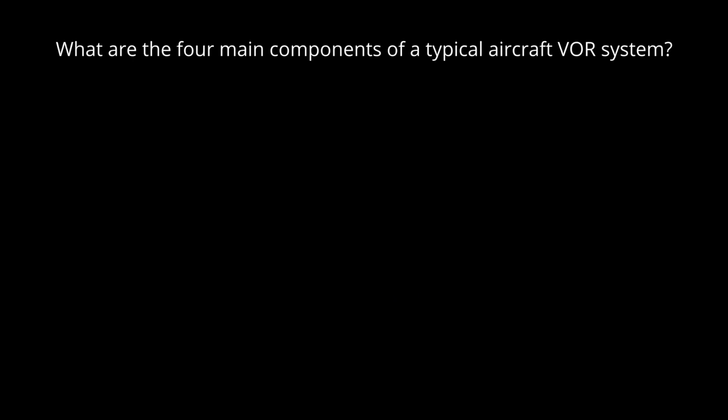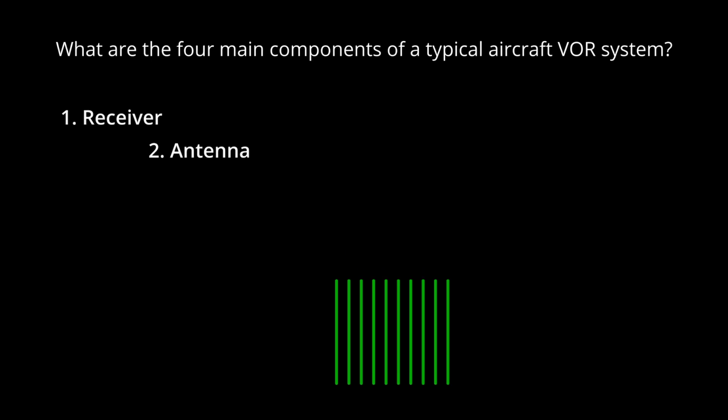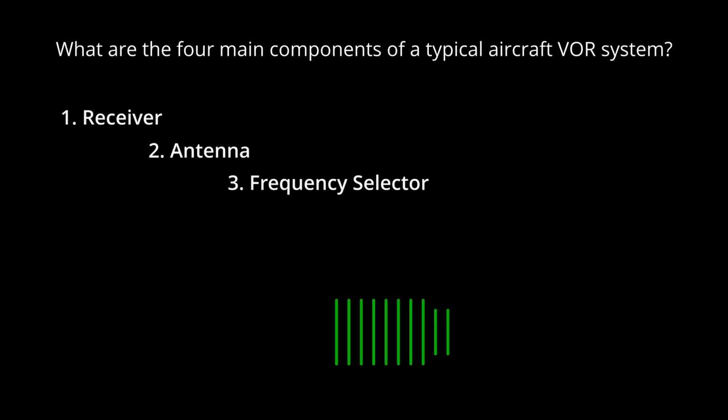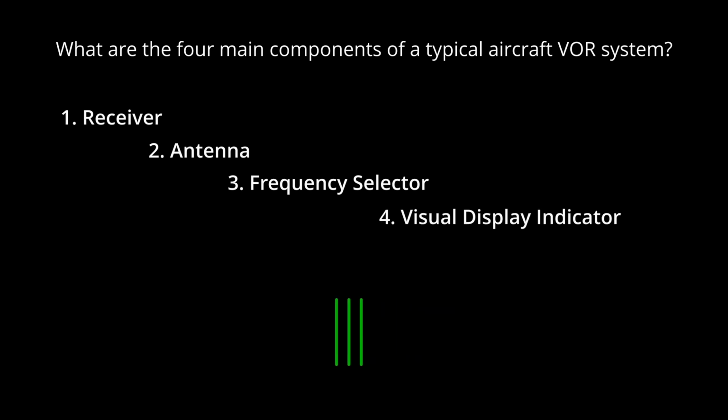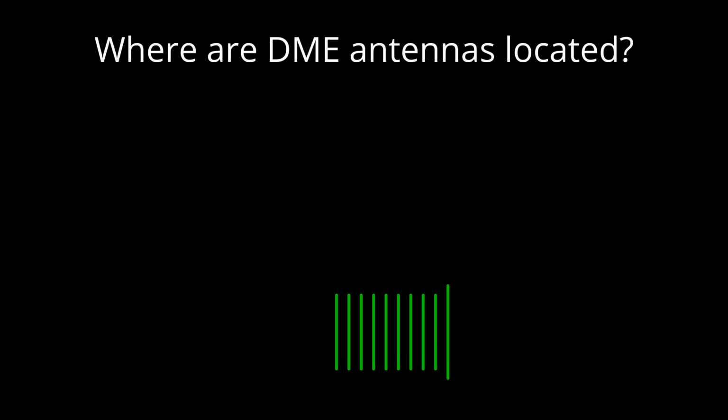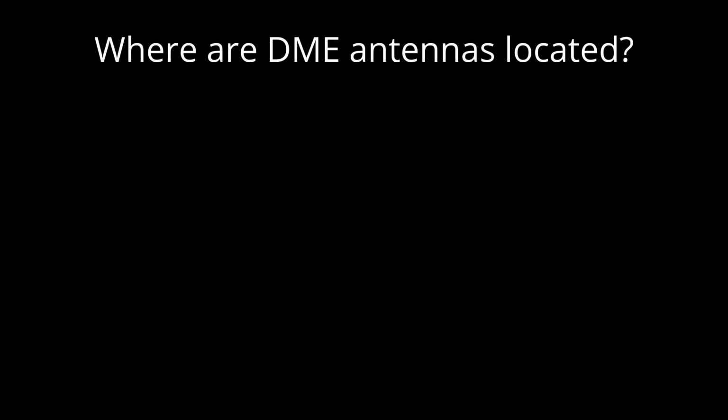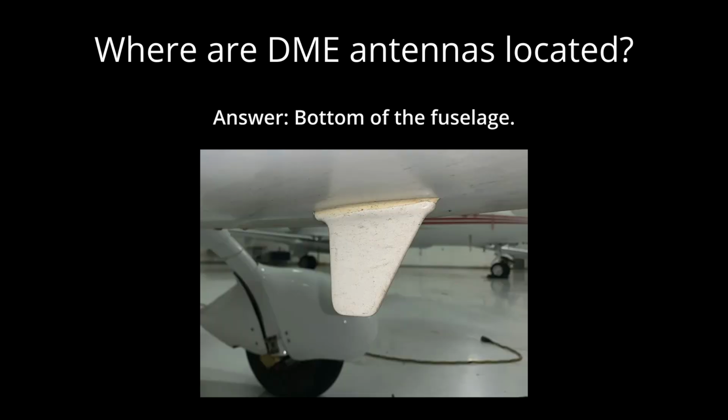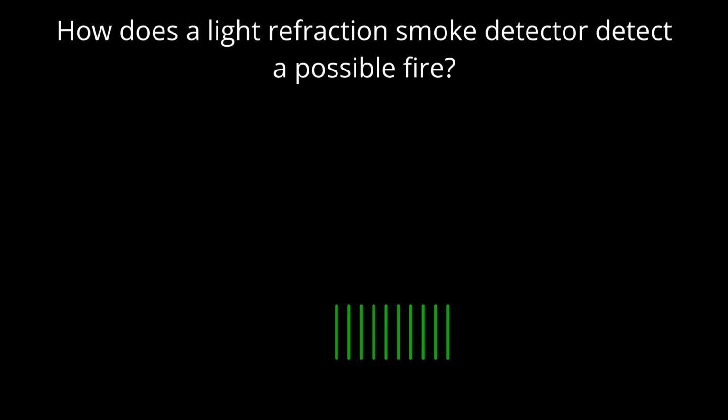What are the 4 main components of a typical aircraft VOR system? A receiver, antenna, frequency selector, and visual display indicator. Okay. Where are DME antennas located? Bottom of the fuselage.